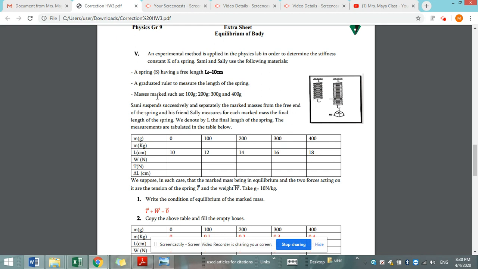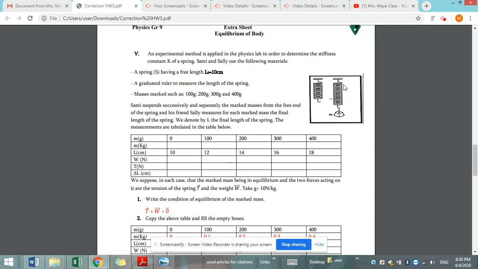We have different marked masses, such as 100 grams, 200 grams, 300 grams, and 400 grams. Sammy suspends successively and separately the marked masses from the free end of the spring, and his friend Sally measures for each marked mass the final length of the spring. So first Sammy suspends 100 grams, then he leaves it to come to rest at equilibrium. Then Sally measures the new length. As you can see, upon suspending a mass from the spring, the spring expands.